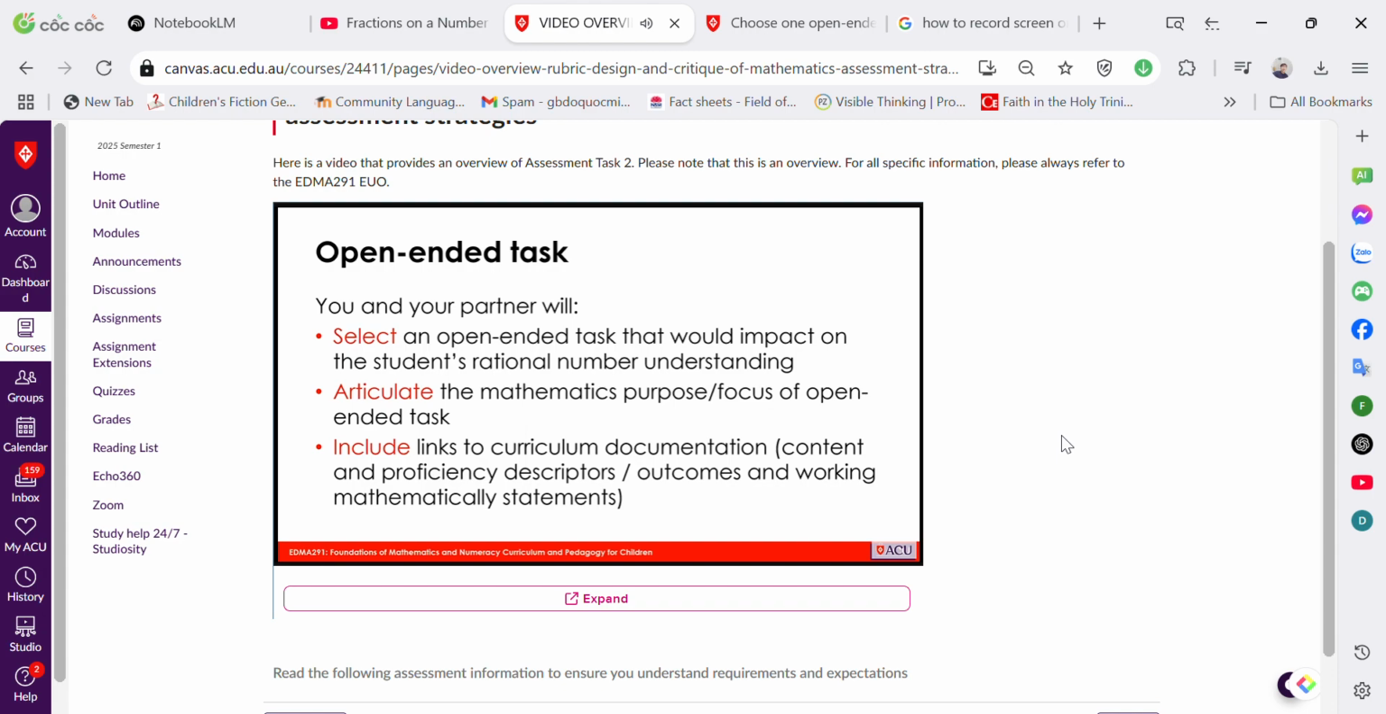So with the open-ended task, you and your partner will select just one open-ended task that would impact on students' rational number understandings. You're then going to articulate the mathematics purpose and focus of that open-ended task, and then include links to curriculum documentation. So you'll be looking at the content descriptors or proficiency descriptors if you're working with the Australian curriculum or the Victorian curriculum, or you're going to look at outcomes and working mathematically statements if you're working with the New South Wales syllabus.